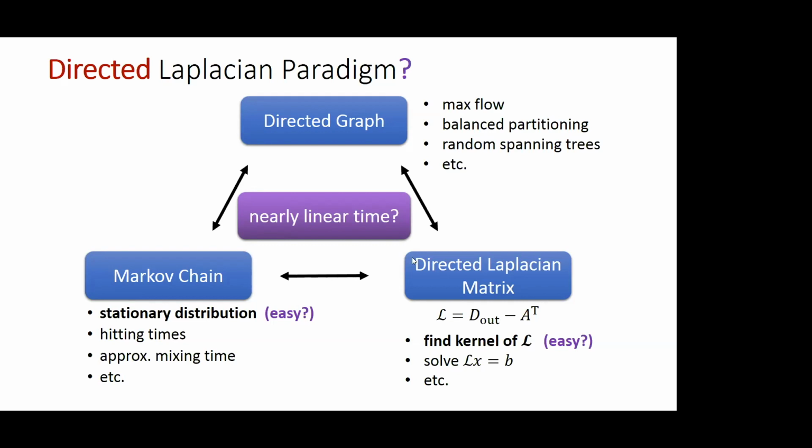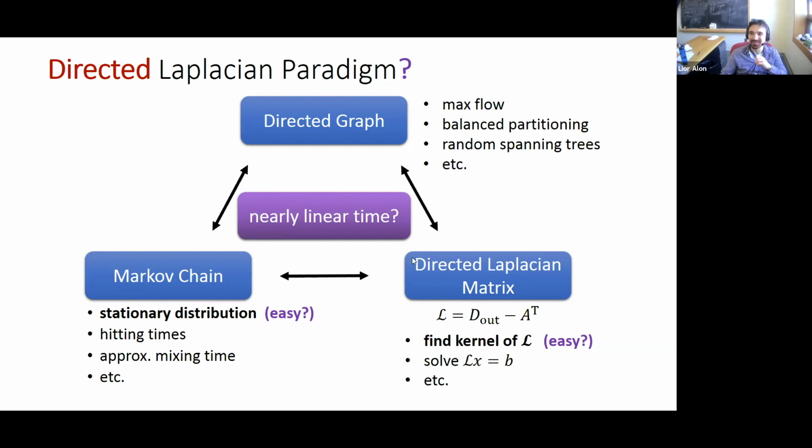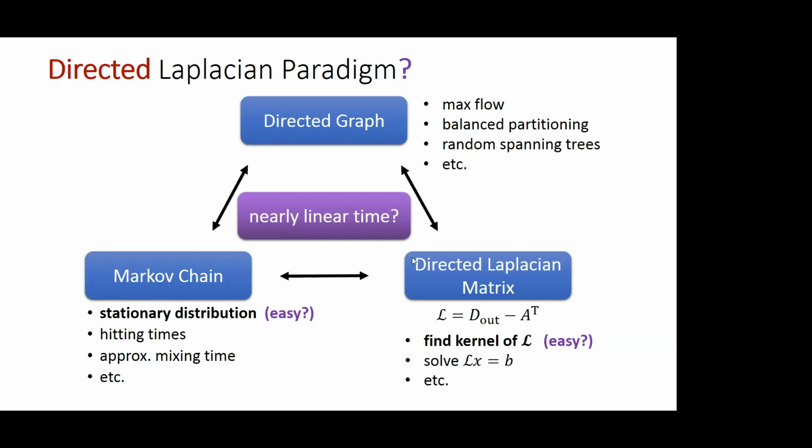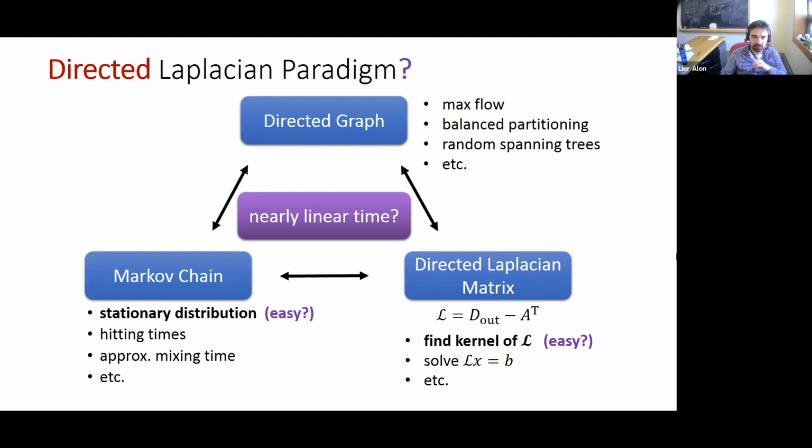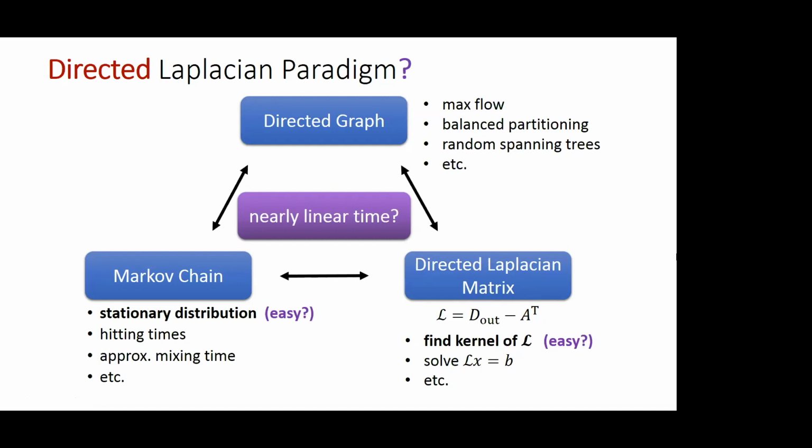Sorry to stop your speeding, but can you just maybe explain again how exactly you define the directed Laplacian matrix? Oh yes, sure. So it's denoted as L, script L, and it's defined as the diagonal matrix of out degrees D out minus the transpose of the adjacency matrix, A transpose. Where the adjacency matrix now is, how is it defined?